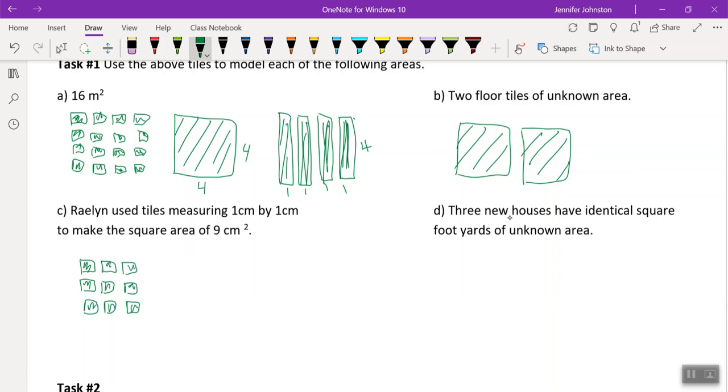And lastly, we have 3 new houses have identical square foot yards of unknown area. So just 3 big blocks. We don't know what the area is, but we do know that it is positive.